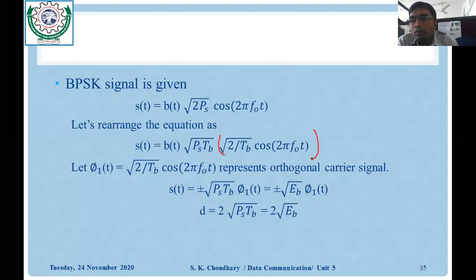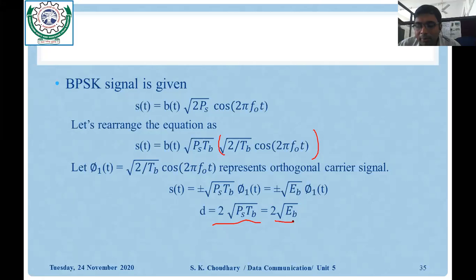In one axis phi 1 t, another axis phi 2 t, and then st could be written as Vt, which is a polar NRZ signal. So it is plus minus square root of PSTB phi 1 t. In terms of energy, it is plus minus square root of EB phi 1 t, and the Euclidean distance is the difference of these two signals. So it is coming as 2 into square root of PSTB or 2 into square root of EB.